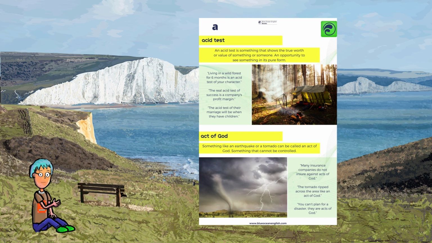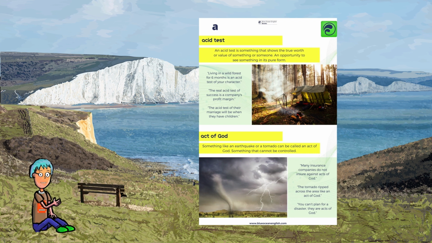So if there's a terrible storm, you need special insurance for your house, so that the insurance company will pay for a natural disaster like flood or a tornado. Second example, the tornado ripped across the area like an act of God. The tornado was very strong, very powerful, and it worked like a god destroying the land.